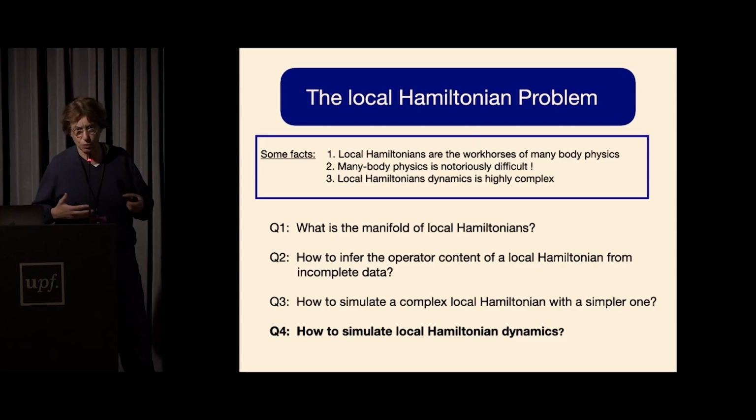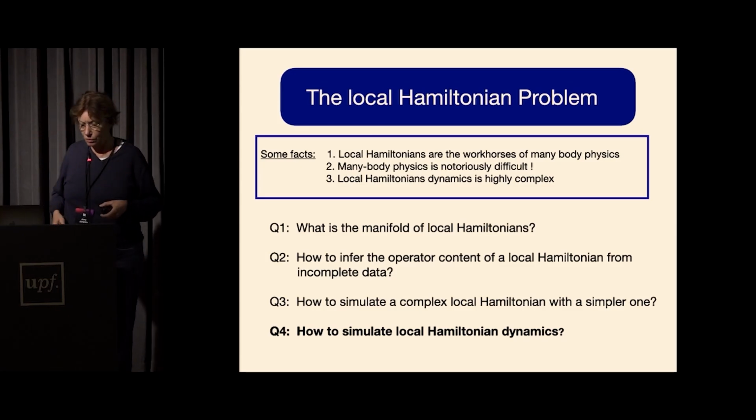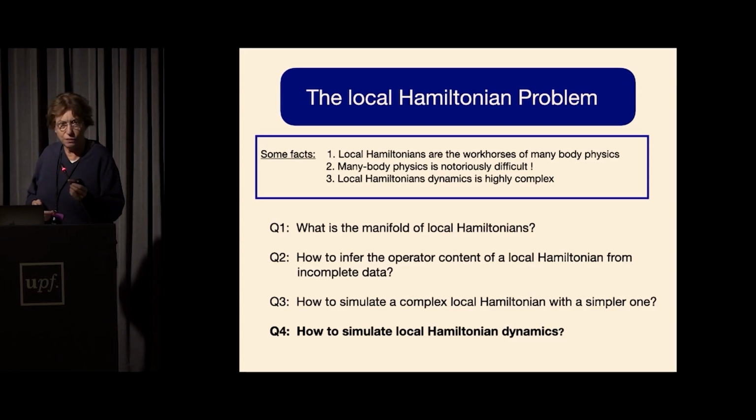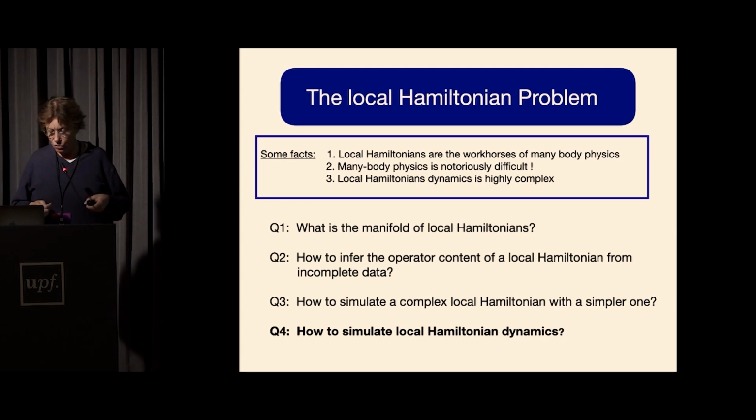There are some questions that we have been addressing in the last 3 years. One is more theoretical: what is the manifold of local Hamiltonians? Normally people talk about Ising Hamiltonians, and then universal Hamiltonians, but there are many Hamiltonians in the world, and we will explain a little bit how you go to that. Then there is another question we have been interested in: if you give me a Hamiltonian, I want to infer the operator content of this Hamiltonian, also from incomplete data.